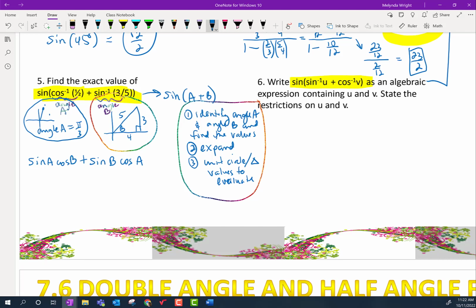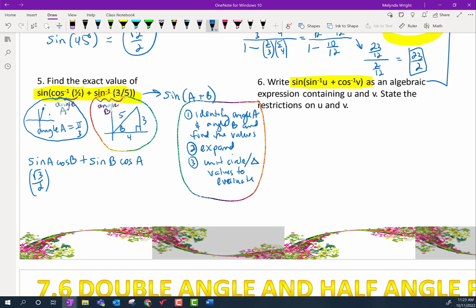So we need to read sine off of angle A. So we need to think, what is sine of pi over 3? That's a unit circle value. Sine of pi over 3, that's when y is bigger. That would be root 3 over 2. Okay. Cosine of B, so we need to look at the triangle. We need to read cosine off of the triangle.